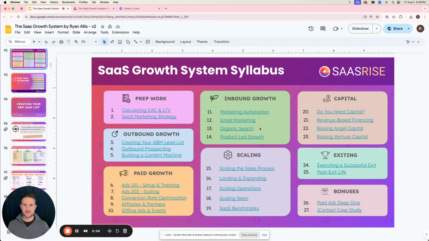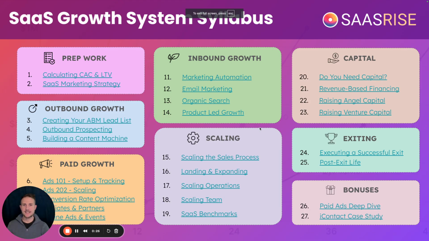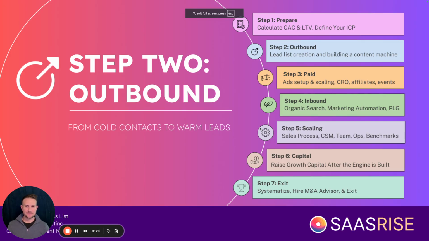Welcome back to the next step in the SaaS growth system. We are now going into step 2, outbound growth and outbound prospecting. We're going to start today with a module on creating your ABM lead list. And then in upcoming lessons, we'll be talking about outbound prospecting and building a content machine. Let's jump in and let's get going.